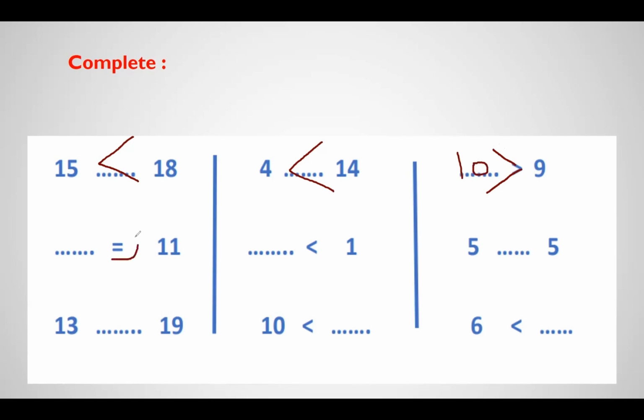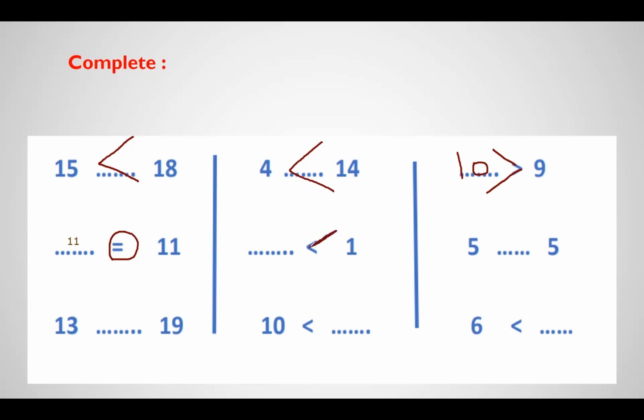Okay, here we have the equal sign, and equal we said means they are the same. So here we have number 11. Here also will be 11. So 11 is equal to 11. What about the next one?